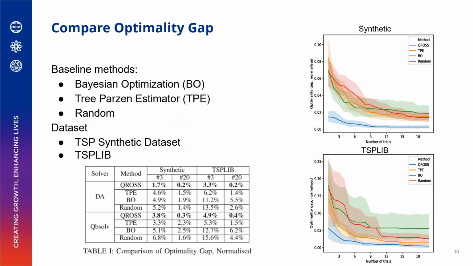The blue curve is for the QROSS method. We observe that QROSS lies far below other curves, meaning that QROSS can always find solutions with lower objective energy. We also evaluate these methods on real-world dataset TSP-lib. QROSS also exhibits superiority over other methods.